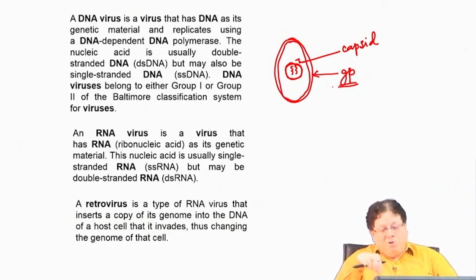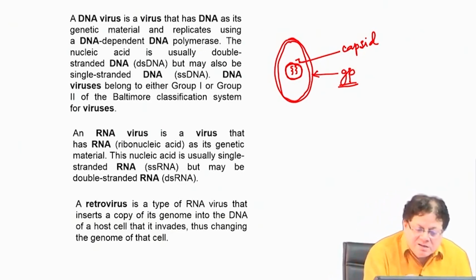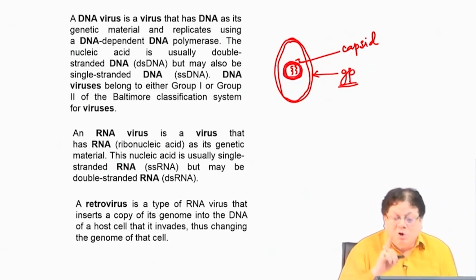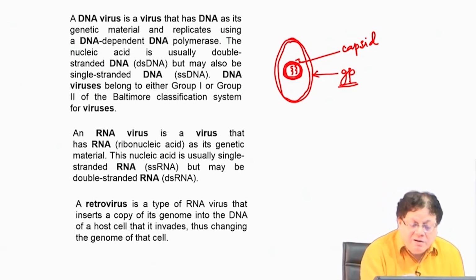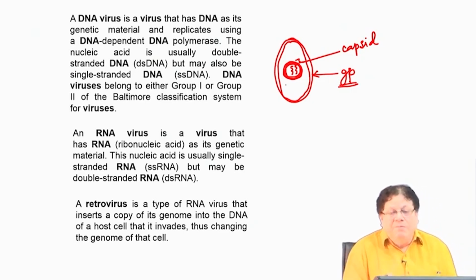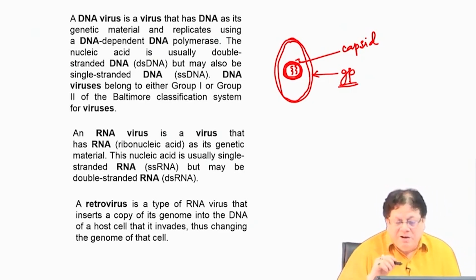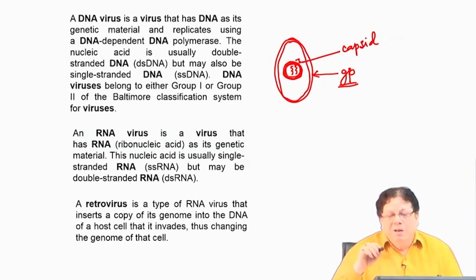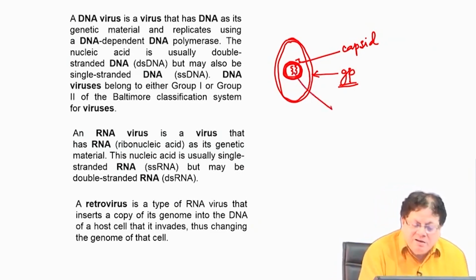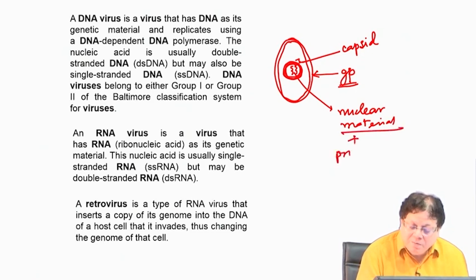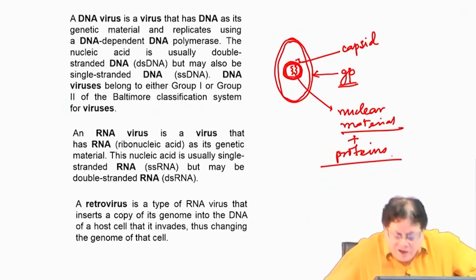So, the envelope is very important, and then inside there is another coating, the circular thing called the capsid, and the capsid encloses the nuclear material along with some proteins. Inside there is this nuclear material, plus some, not many, but some proteins which are essential for viral replication.